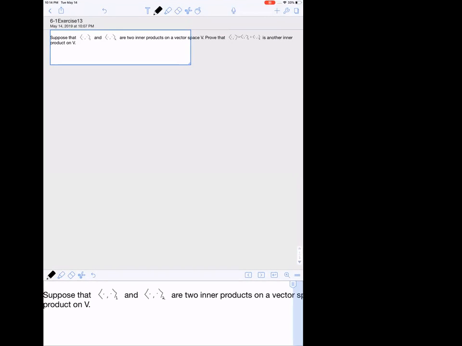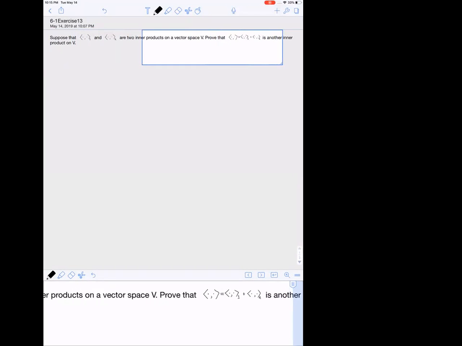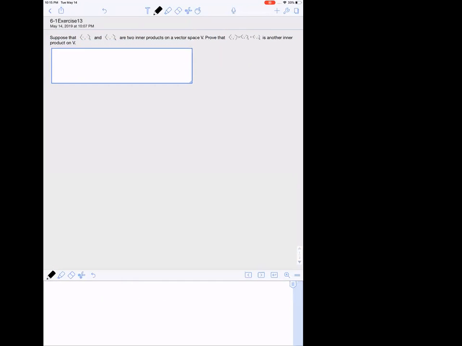This is section 6.1, exercise 13. Suppose that we have two inner products, I'll call them bracket sub 1 and bracket sub 2, two inner products on a vector space V. Prove that the function defined as the sum of those two inner products is another inner product on V.